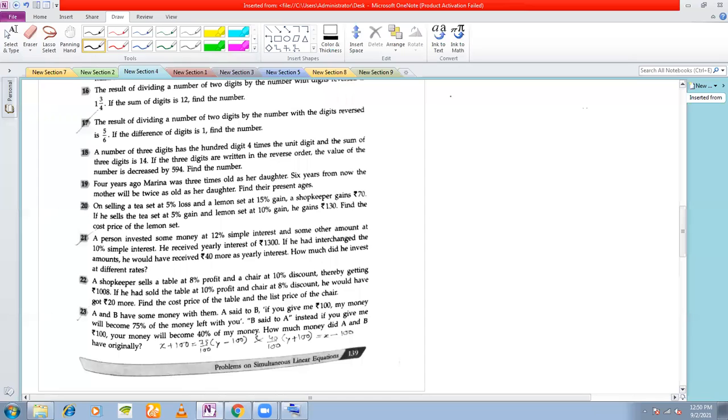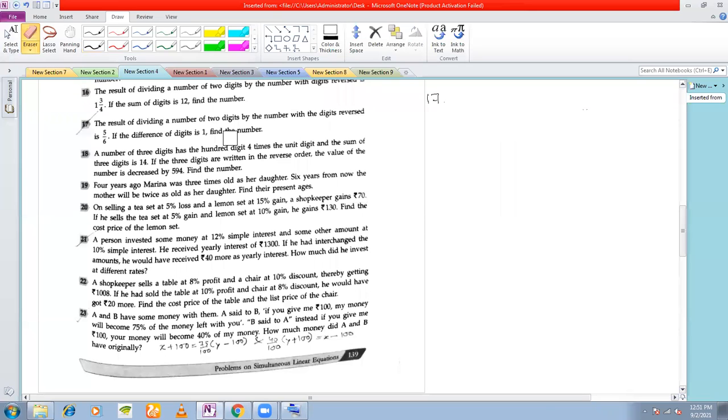The question states that the result of dividing a number of 2 digits by the number with the digits reversed is 5 by 6. That means I take the original number and divide it by the number with the digits reversed. For example, I take the number 36 and divide it by 63. That is what it means.